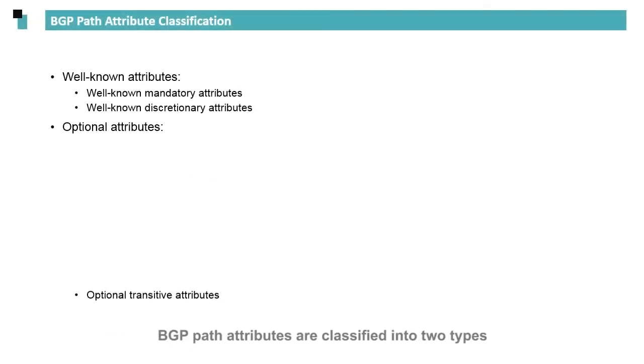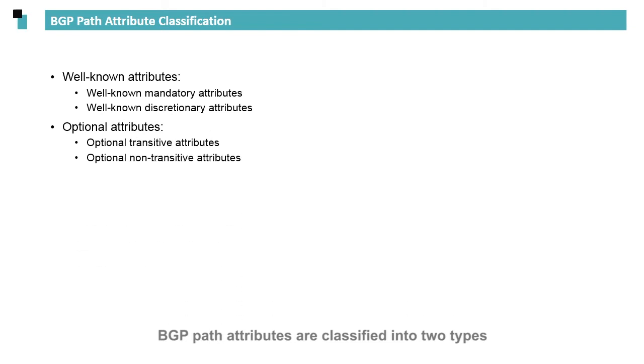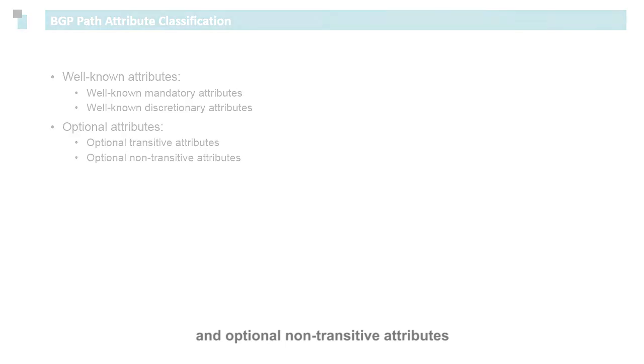BGP path attributes are classified into two types: well-known attributes and optional attributes. Well-known attributes include well-known mandatory attributes and well-known discretionary attributes. Optional attributes include optional transitive attributes and optional non-transitive attributes.